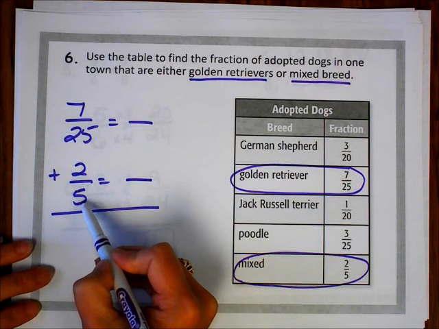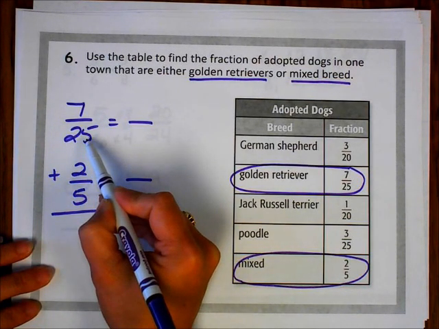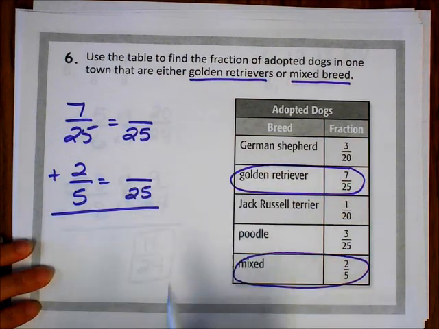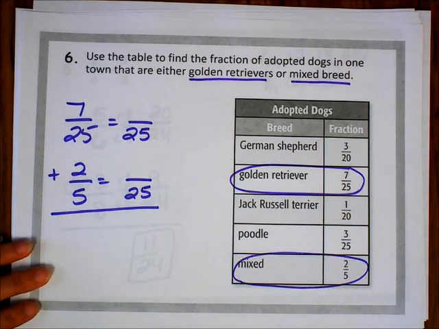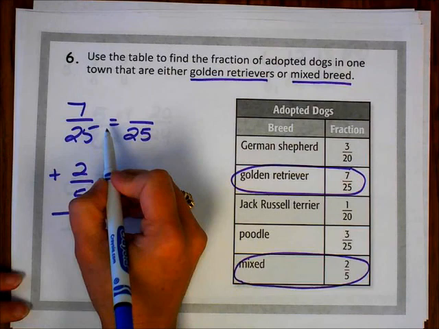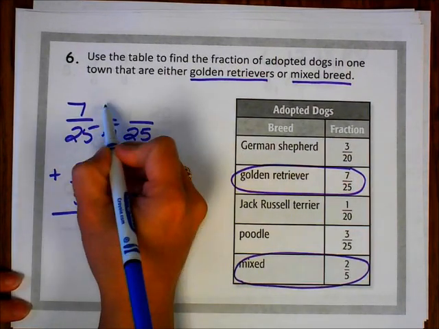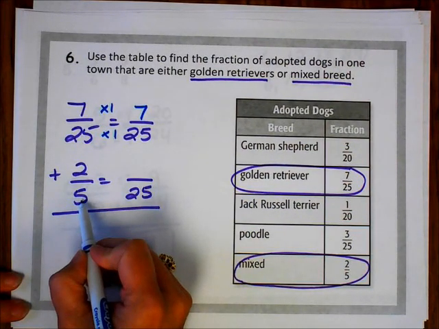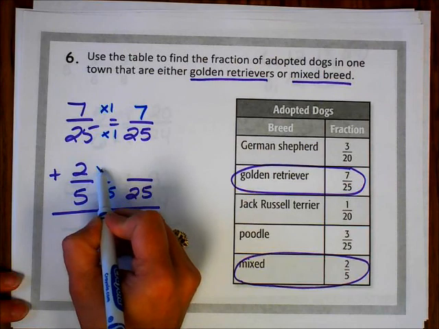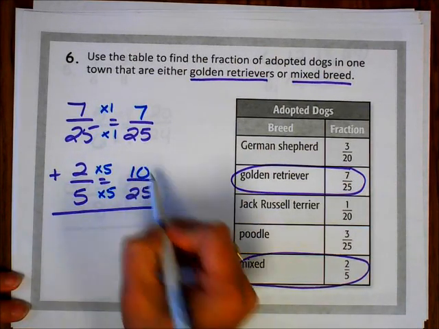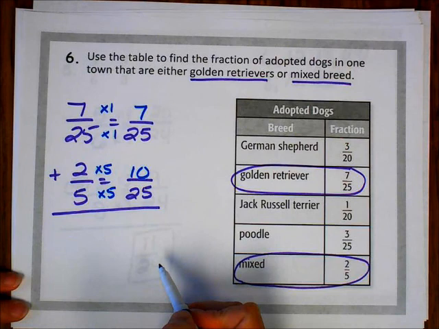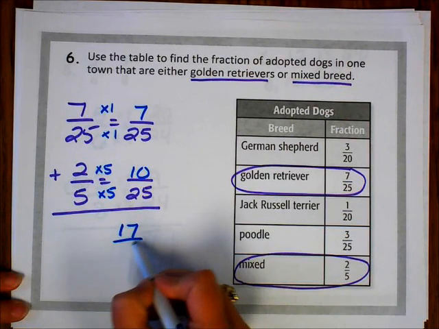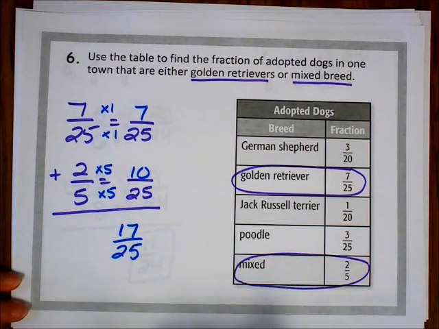My first step is to find that common denominator. Well, I know if I count by fives, I will get to 25. So that tells me that 25 is going to be my common denominator. Now let's find our equivalent fractions. I know that 25 times 1 is 25, so my 7/25 stayed the same. I know that 5 times 5 is 25, so 2 times 5 is 10. I'm adding this time, so I have 7 plus 10/25, and that is 17/25.